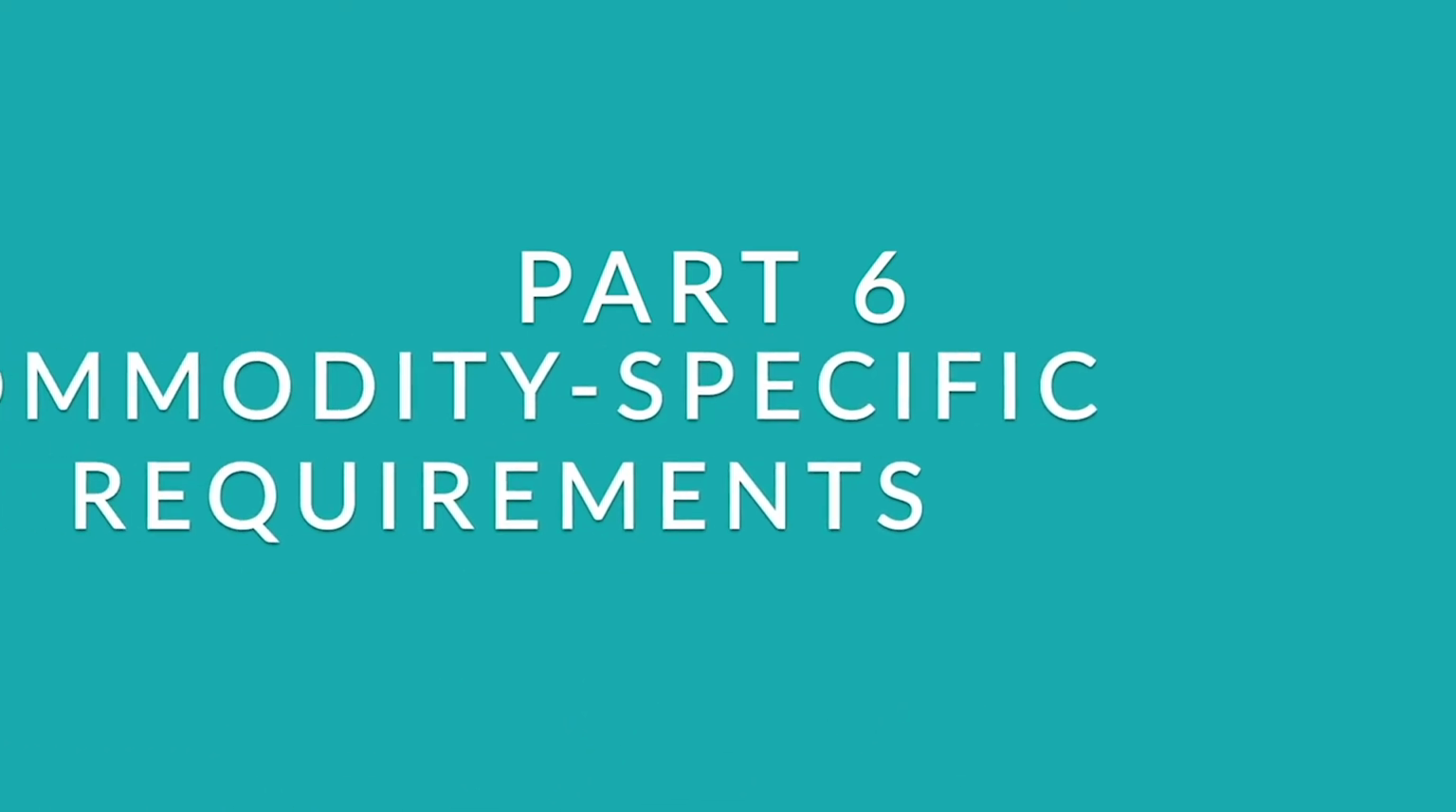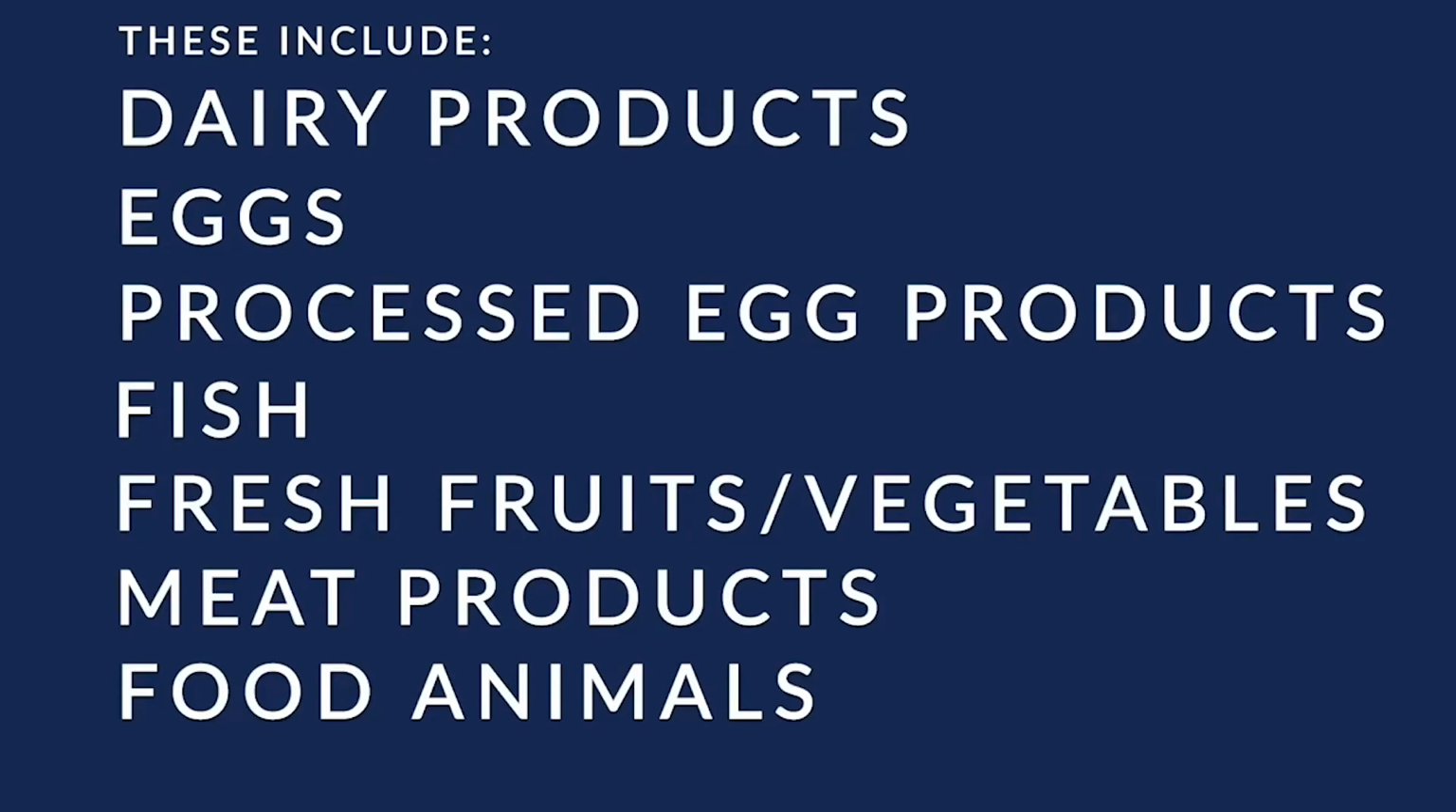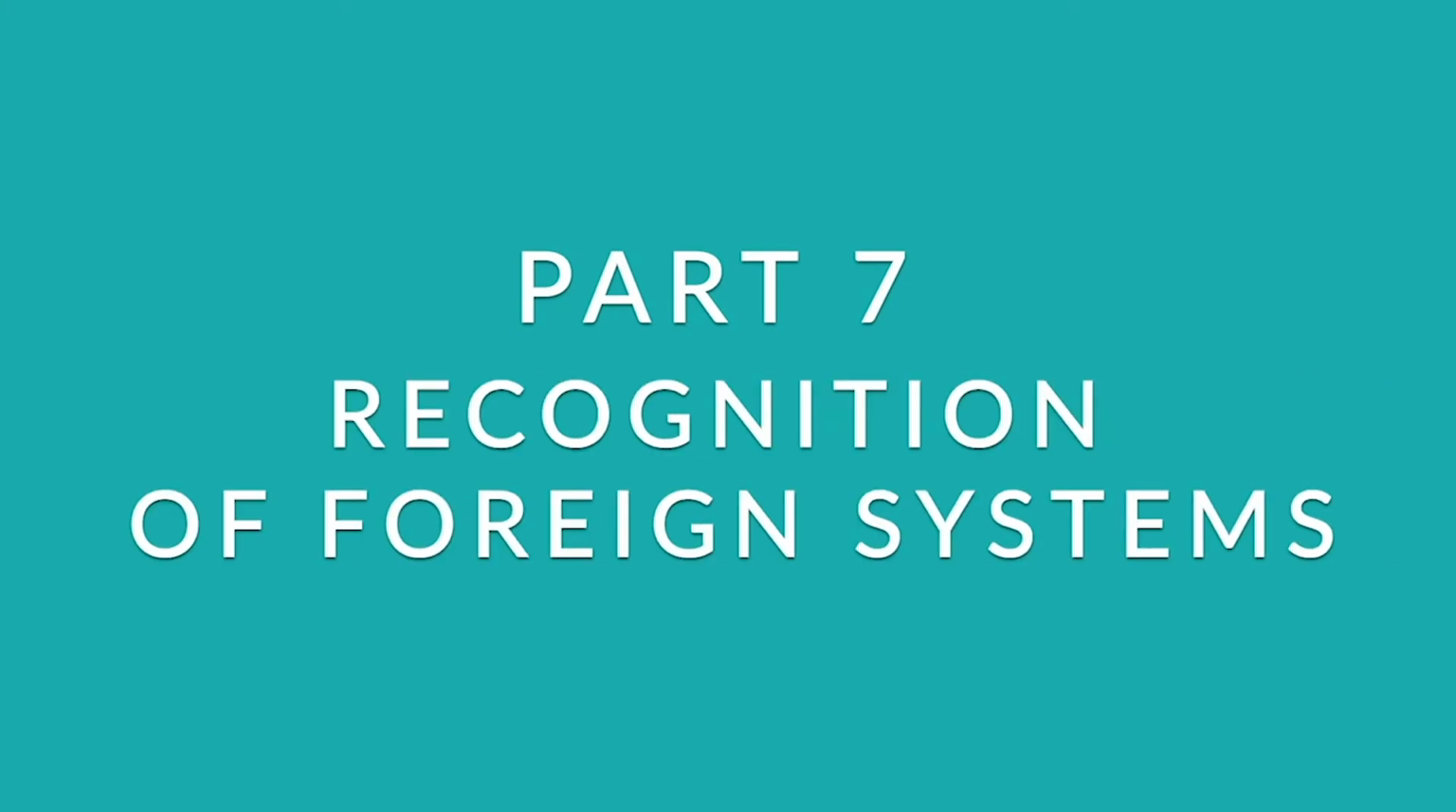Part 6 covers the commodity-specific requirements. It contains additional requirements for specific foods. If your business is not involved in the following food commodities, you do not need to consider Part 6. These include dairy products, eggs, processed egg products, fish, fresh fruits or vegetables, and meat products and food animals. Part 7 is recognition of foreign systems.